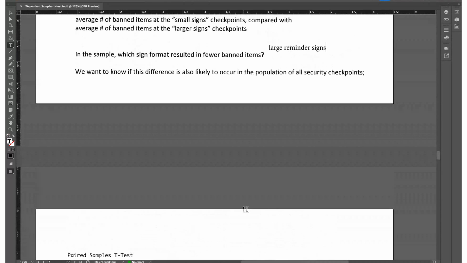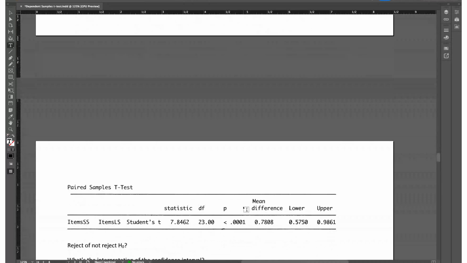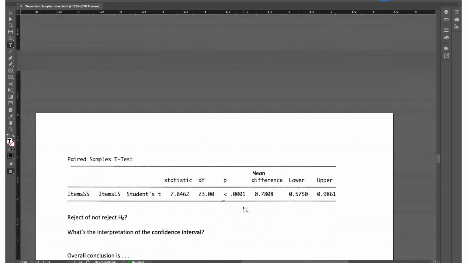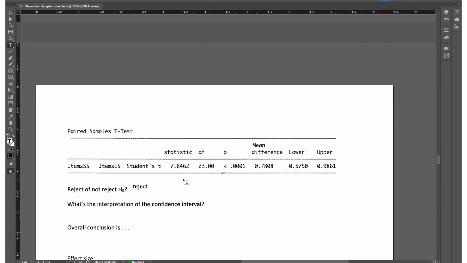So we're going to find out the answer to that question by running a paired samples t-test, and here's the output. So what's our conclusion here? Do we reject or not reject H0? Well, looking at the p-value, it's less than 0.05. So yeah, we're going to reject this. It has a t-value of 7.8462, so that's pretty high, pretty big. Yeah, reject null hypothesis.